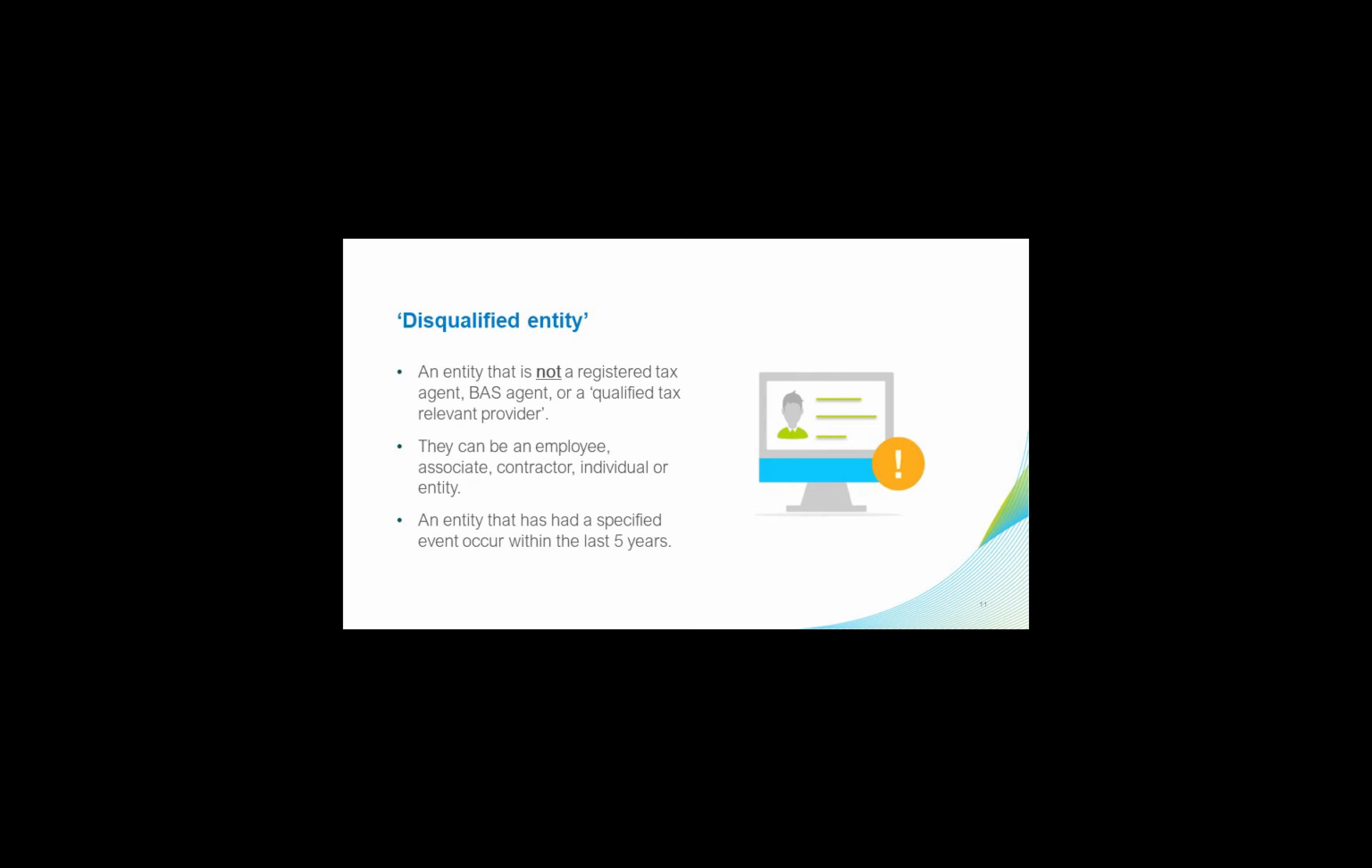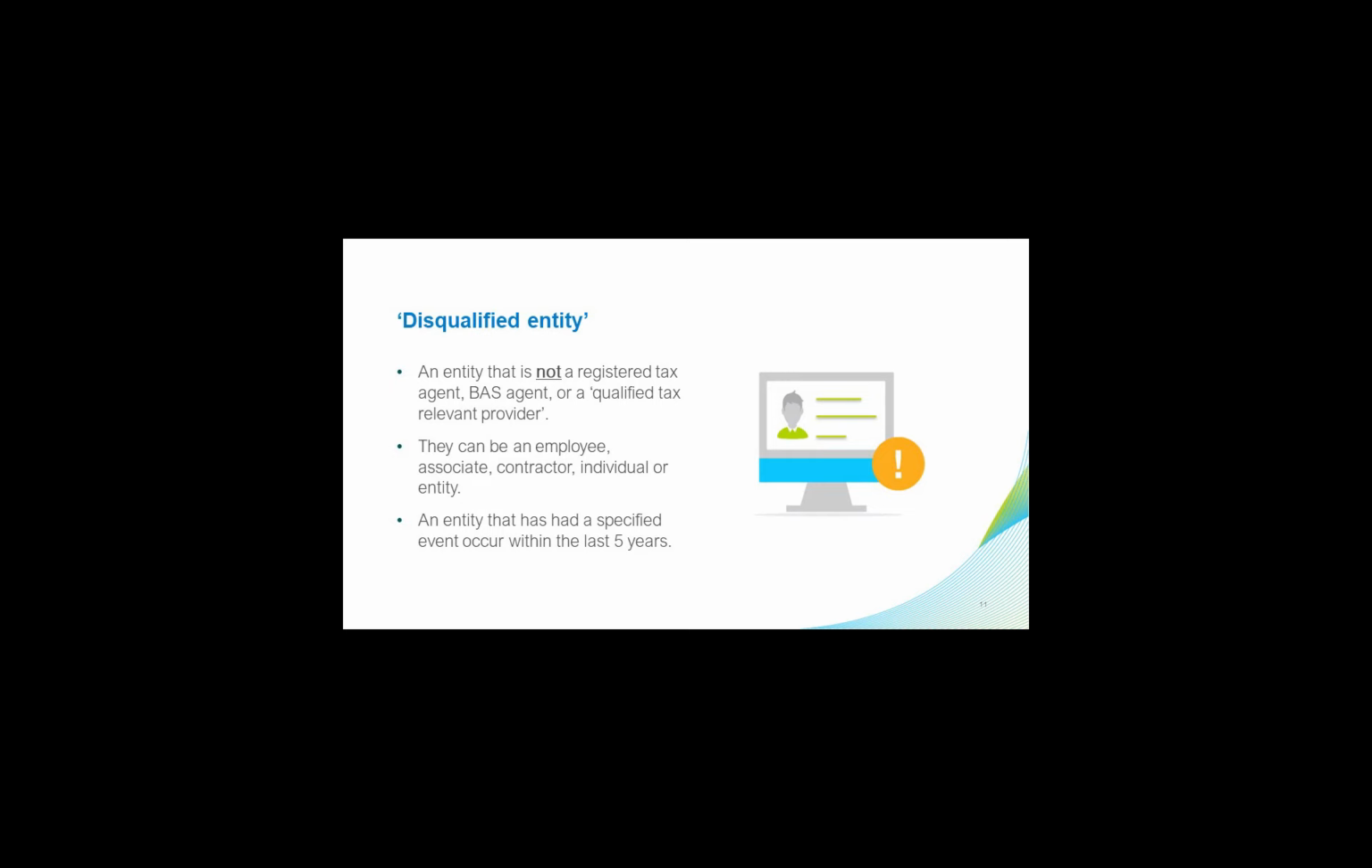So when we're looking at who is a disqualified entity, first we look at the test, which says that they cannot be a registered tax agent or a BAS agent or registered with ASIC as a qualified tax relevant provider. So if someone is registered either with the TPB or ASIC in that regard, they by definition will never be a disqualified entity.